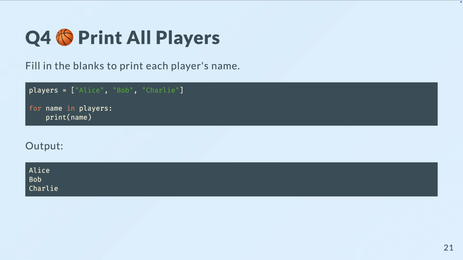Let's check. We write for name in players. Then, inside the loop, we print name. So the output is Alice, then Bob, then Charlie, each on its own line.